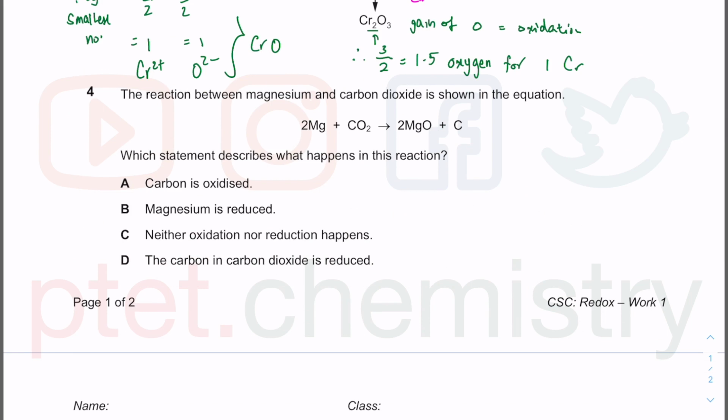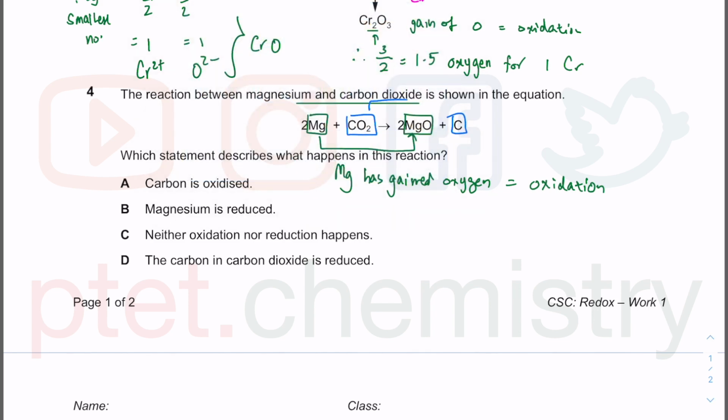Question 4, we have a reaction between magnesium and carbon dioxide. The magnesium has gained oxygen in order to form MgO. Just now, you had no oxygen, now you have oxygen. So magnesium has been oxidized. How about the other one? When we look at what happened to CO2, the CO2 becomes carbon without any oxygen. So the CO2 loses the oxygen. Not just one oxygen, but it loses all of the oxygen, and it's just left with carbon as an element. So loss of oxygen is what you call reduction.